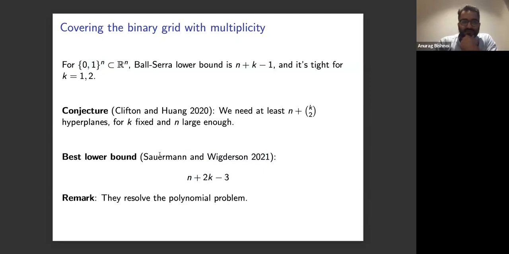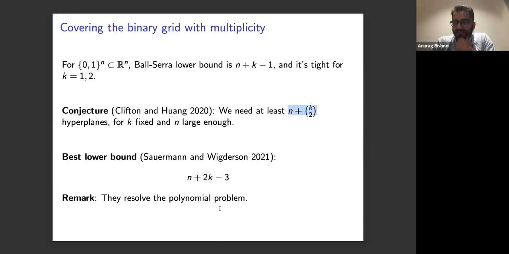And in fact, Sauermann and Wigderson actually solve the polynomial problem. So this n plus 2k minus 3 is the smallest degree you can have for the polynomial corresponding to your collection of hyperplanes. Or in general, if I ask you what's the minimum degree of any arbitrary polynomial that vanishes everywhere with multiplicity at least k, except the origin, then this is the precise answer. But for the hyperplane covering problem, where your polynomial is just reduced into linear factors, we don't know anything better than n plus k choose 2.